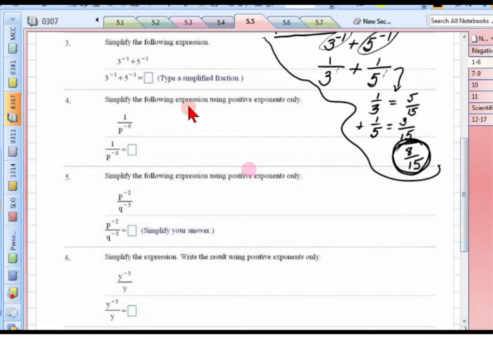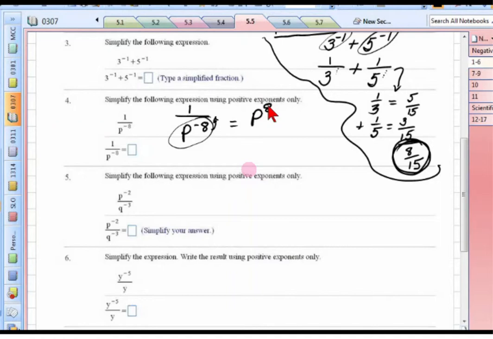The problem is 1 over p to the -8. The instructions ask me to simplify this and use only positive exponents. So here is a base with a negative exponent, and what does the negative exponent say? Move me. So it moves up, it gets multiplied by whatever's on top, but that's a 1, so you don't see a change. I get p to the +8.